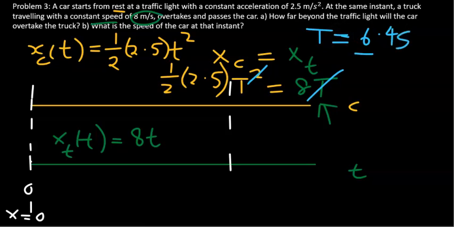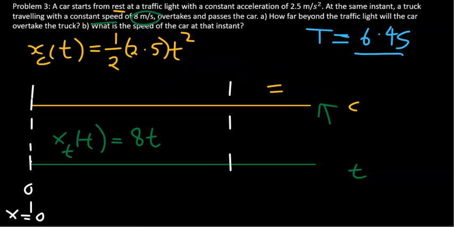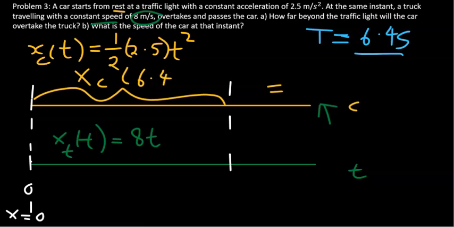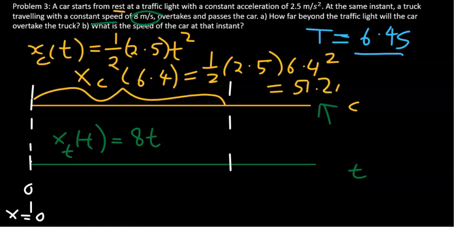At t equals to 6.4 seconds, the car will overtake the truck. So how far beyond the traffic light will that happen? That is that distance. So it's quite simply xc evaluated at 6.4 seconds. And that is just half 2.5 times 6.4 squared, which is 51.2 meters.